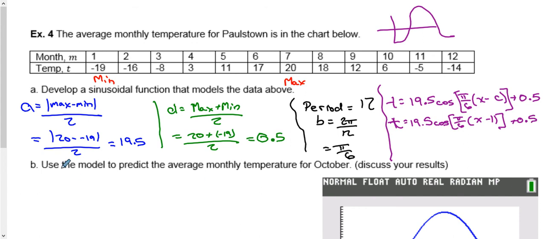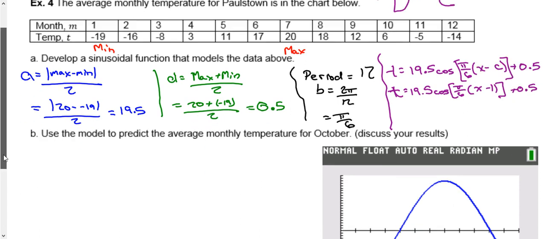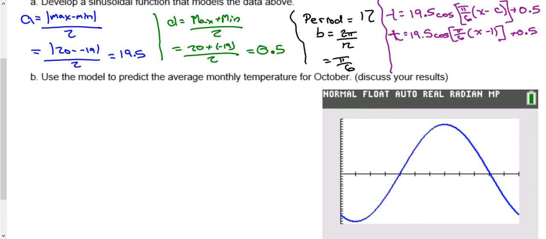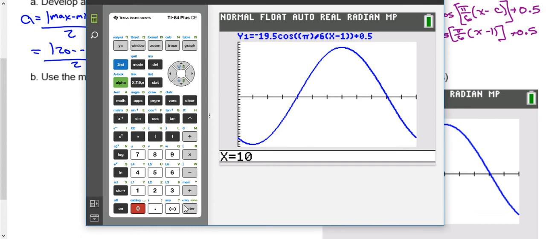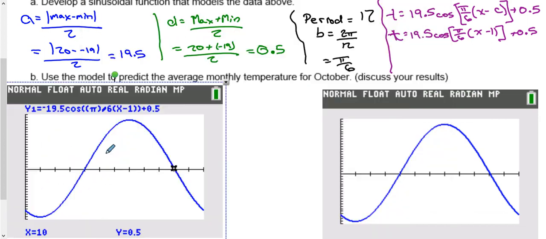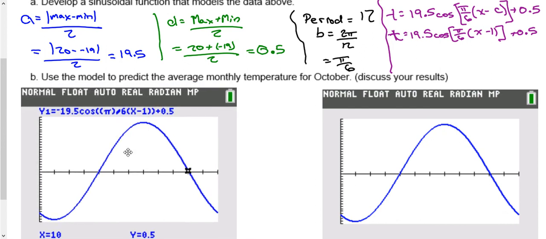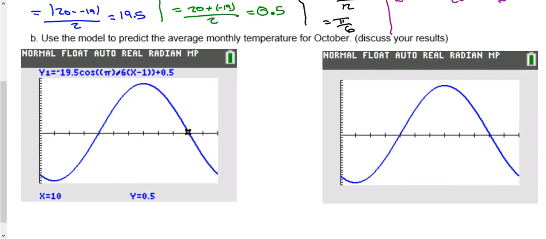And there we go. Use the model to predict the temperature in October. Let's go to our month of October. So go trace, go 10 because October is the 10th month. Hit enter. On our graphing calculator, it's saying that in October we're about, on average, half a degree Celsius. So I'm just going to quickly jot that down, and then that finishes off our question. So I'm going to jot down 10 comma 0.5. So again, the 10 represents October, and that 0.5 is our temperature in degrees Celsius. So that's our average temperature.